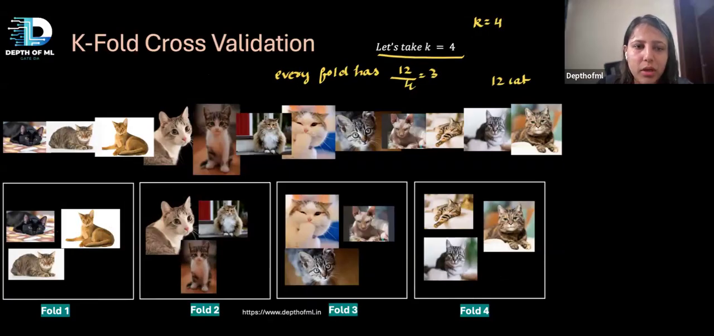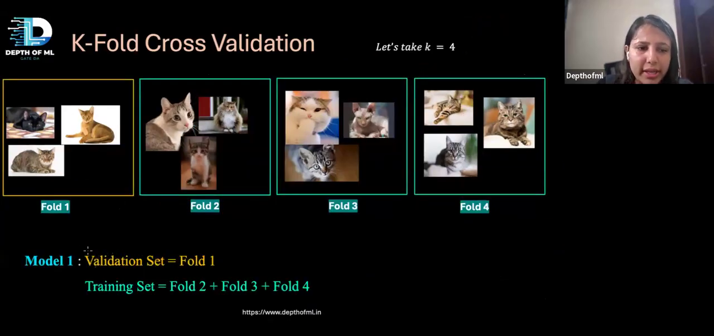Now, when you train model 1, the yellow ones represent my validation set and the green ones represent what is being put in training for that particular model. In model 1, I will train using fold 2, fold 3, and fold 4, and I will be evaluating on fold 1, right? Similarly, in the second model, you will use fold 2 as your validation set. This is my validation now, and the rest are my training, right? So fold 1, fold 3, and fold 4 are my training. Similarly, you will do fold 3, which is now validation over here.